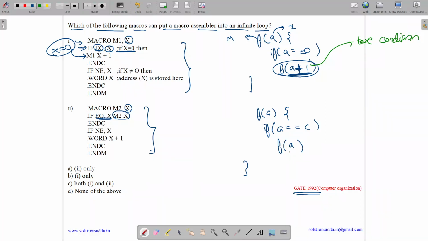But this recursion will keep on going. Again it will call, see, F A will call F A, then again this F A will call another F A. So we will have a loop like F A calling F A again and again. So this will lead to an infinite loop. So second will lead to an infinite loop, first one will not lead to an infinite loop. So the answer is option A, second only.